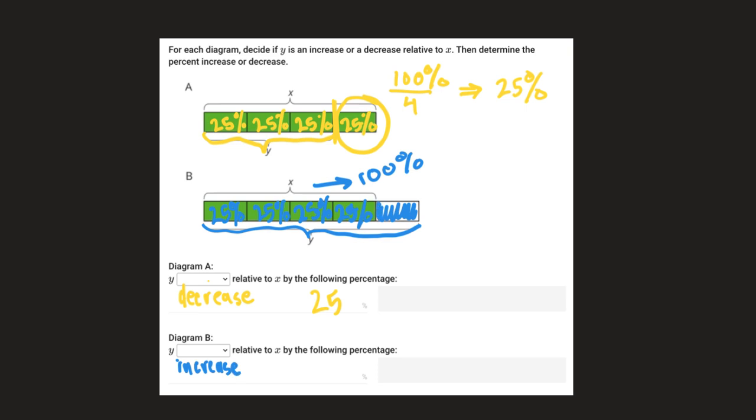And this portion right here is 25%. So this is also a 25% increase. They're different though, because A is a 25% decrease and B has a 25% increase. When we have less, we are decreasing. When we have more, we are increasing.